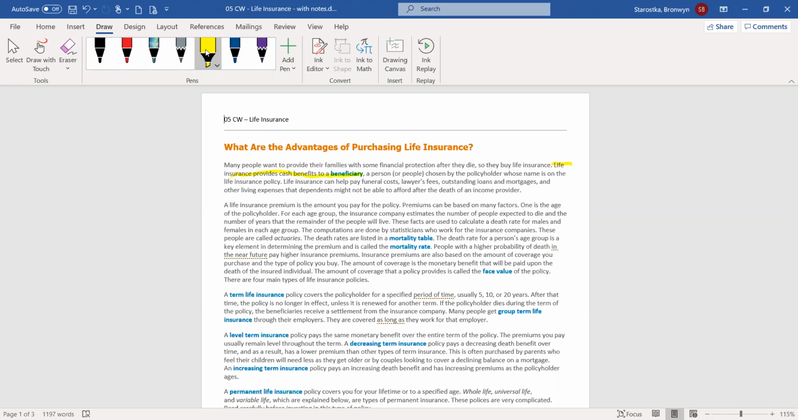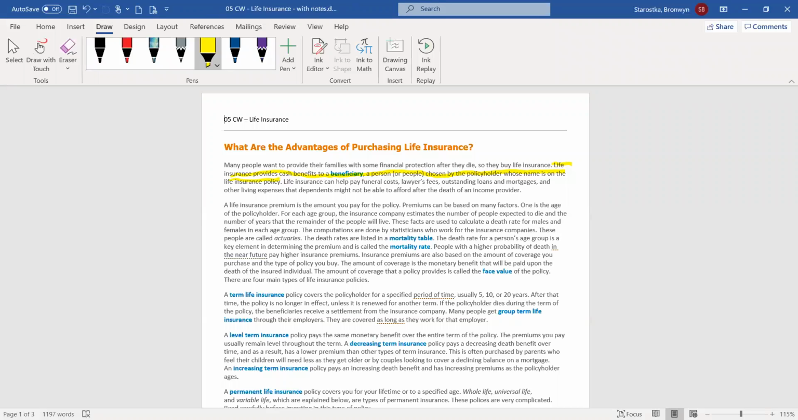provides cash benefits to a beneficiary or somebody you choose whose name's on the policy. It can help pay for funeral costs, lawyers' fees, outstanding loans, mortgages, other living expenses that dependents might not be able to afford after the death of an income provider. So a lot of times people get life insurance after buying their first home so that it gets paid for in the case of them passing away.